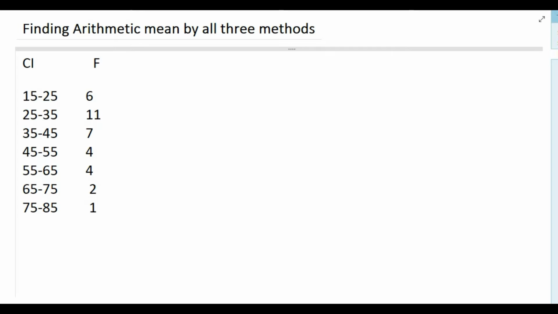In this video, we will find out arithmetic mean by all the three methods, that is direct method, assume mean method and step deviation method. Let's take an example. Here class interval and frequencies are given. Class interval 15 to 25, frequency is 6, 25 to 35, frequency is 11, etc.